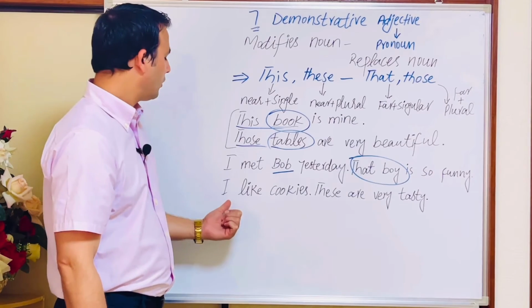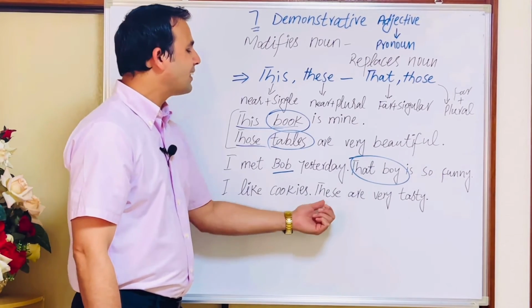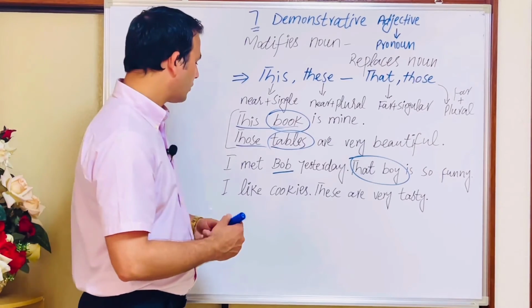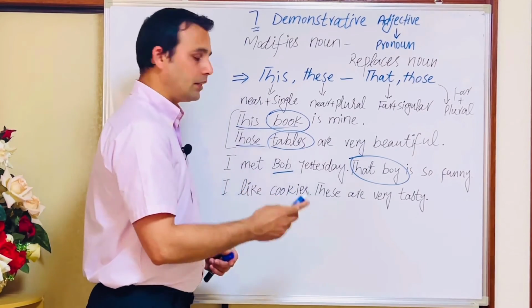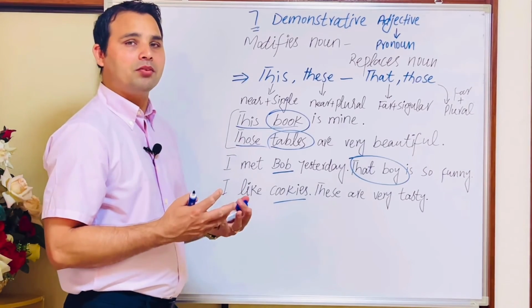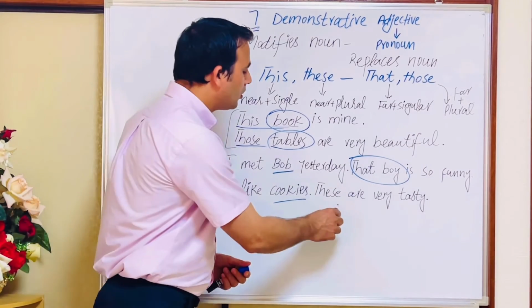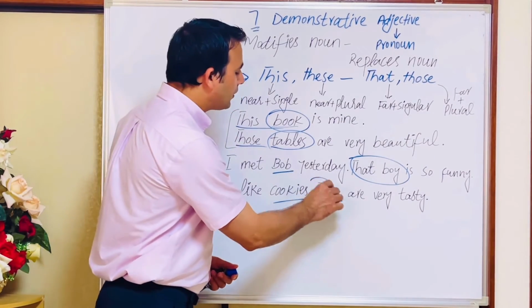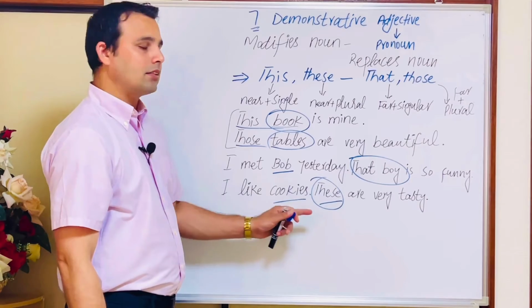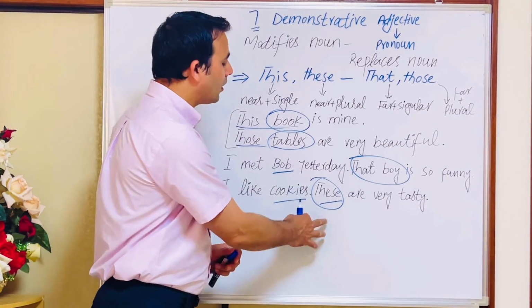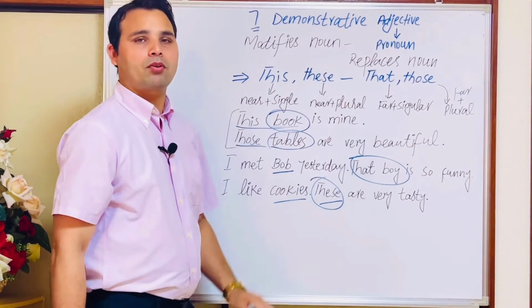Second example, I like cookies. These are very tasty. Now see again, cookies. This is our noun. These are very tasty. Now the word these has replaced the noun cookies, so it will be our demonstrative pronoun.